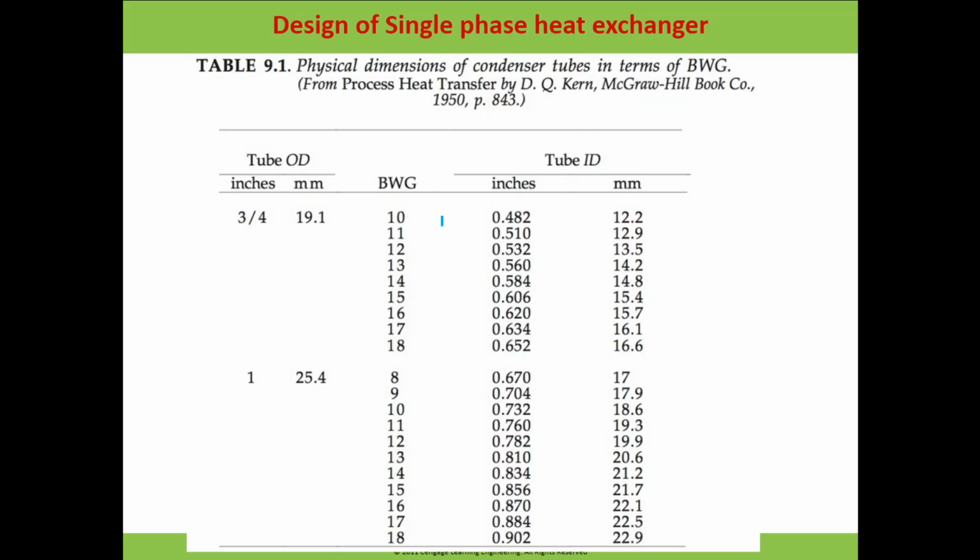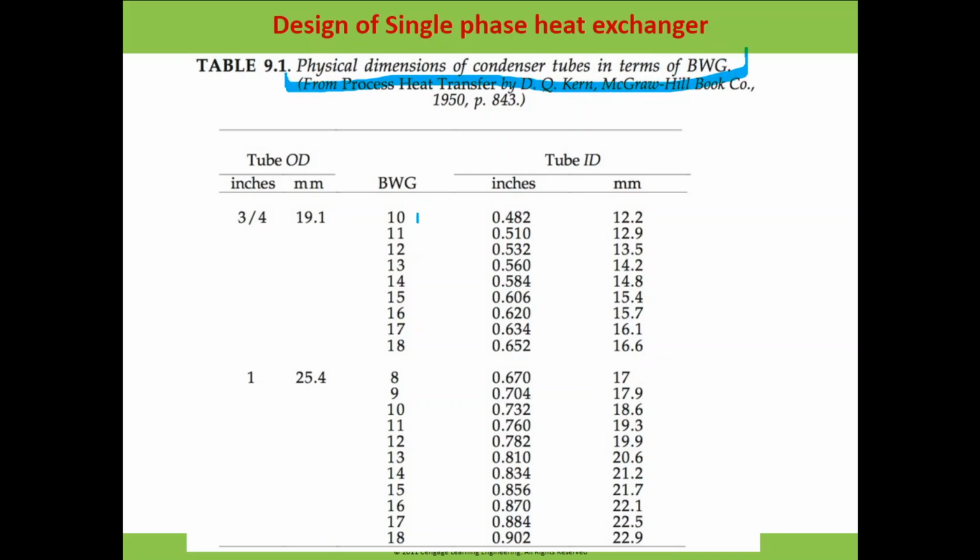Welcome again. So this is the third part of chapter 9. So here we will start the standard and sizes of the tube and shell. So in this table we can see that the physical dimension of the condenser tube is given in terms of BWG as written over here.